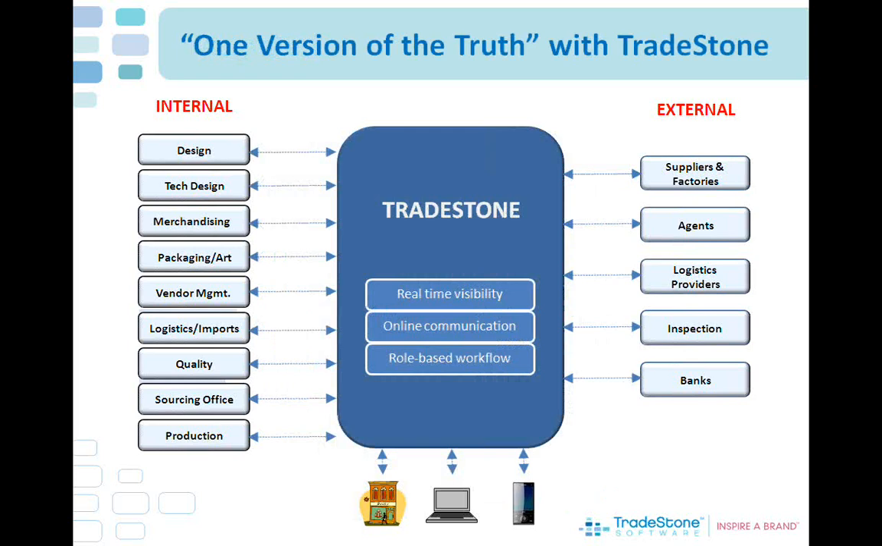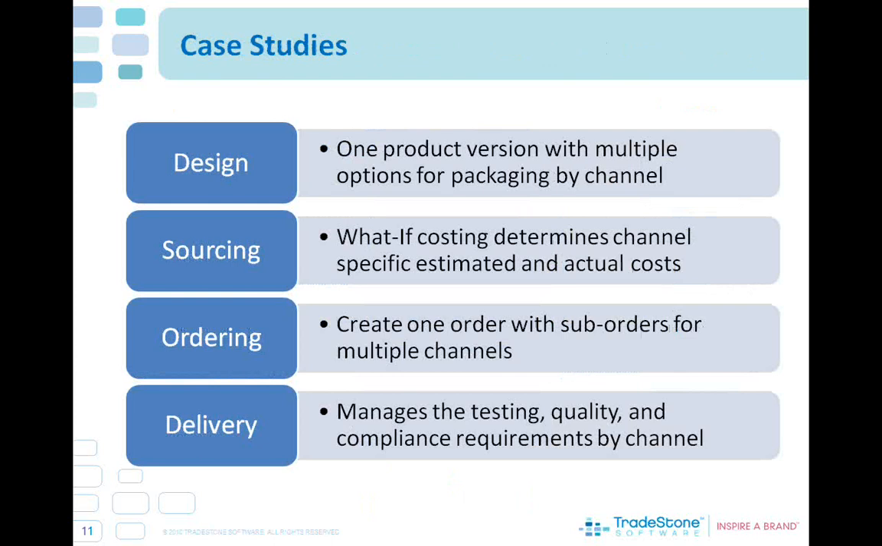TradeStone not only provides a collaborative platform, but also leverages data in existing systems to provide full enterprise-level visibility across channels. Many systems provide a channel-specific view, but getting a total enterprise view can be challenging. We often provide integration points to legacy systems, including planning systems, customer and/or divisional systems, order management systems, inventory management systems, finance systems, warehouse management systems, and test labs. Our customers have leveraged this type of technology to focus on specific pain points. For example, design, sourcing, ordering, and delivery, as you'll see from the case studies that we lay out here.